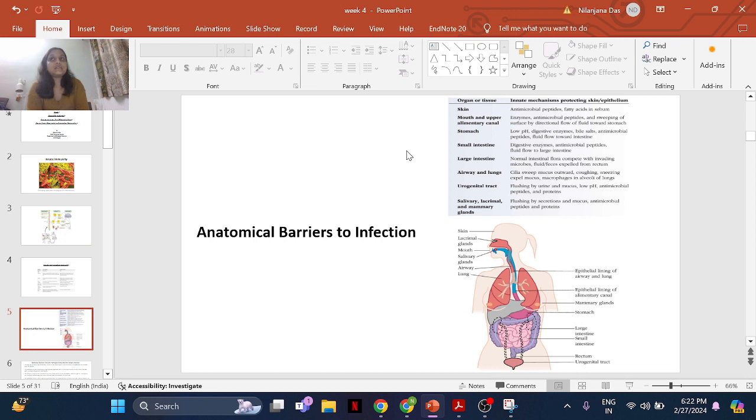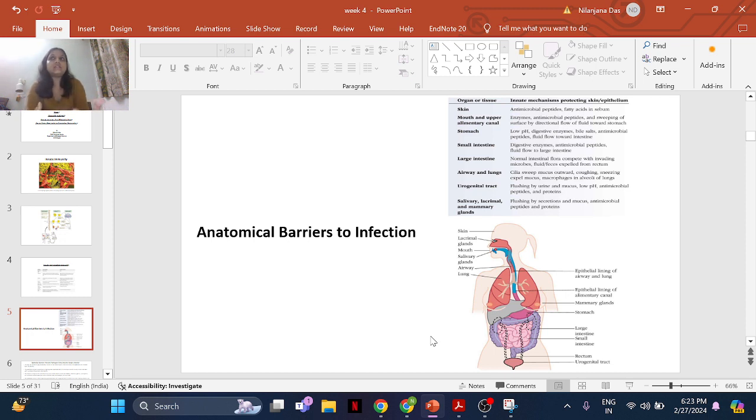So you can understand how much our body is specialized to keep these pathogens away. Here, these are the different anatomical barriers to infection. The first step the pathogen has to do is to cross these anatomical barriers. Only after it crosses these anatomical barriers can it enter into our body.